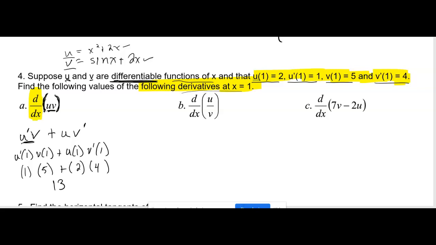All right. Okay, try B. Just the product or the quotient rule now. See if we got the order down.